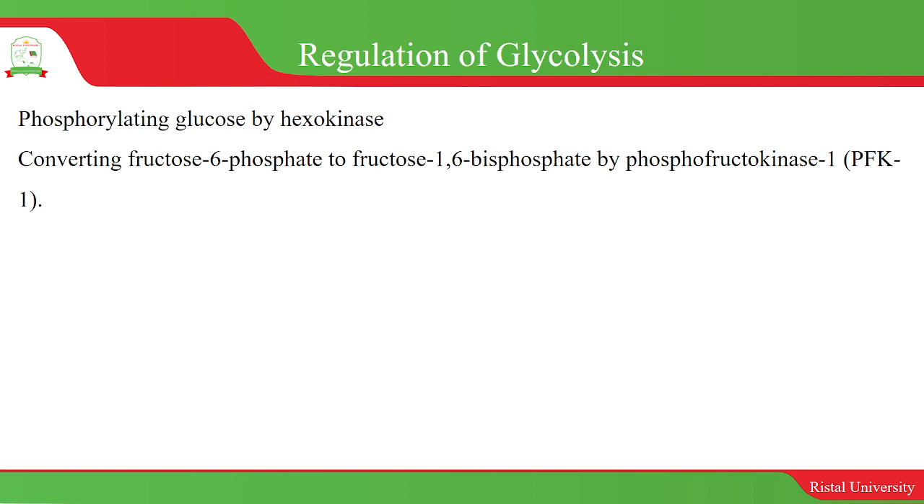The process of glycolysis is regulated by two major irreversible reactions. The first reaction is the phosphorylation of glucose by hexokinase, and the second is the conversion of fructose 6-phosphate into fructose 1,6-bisphosphate by phosphofructokinase 1. These play an important role in the regulation of glycolysis.